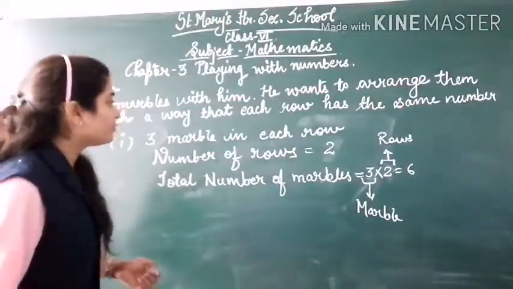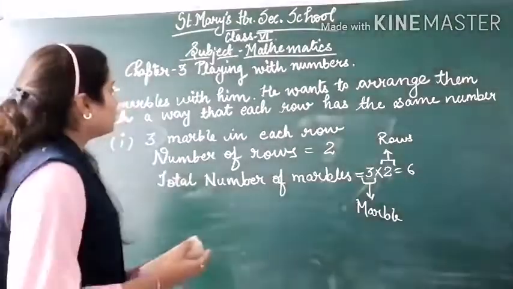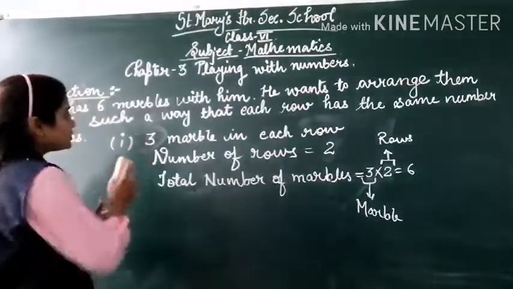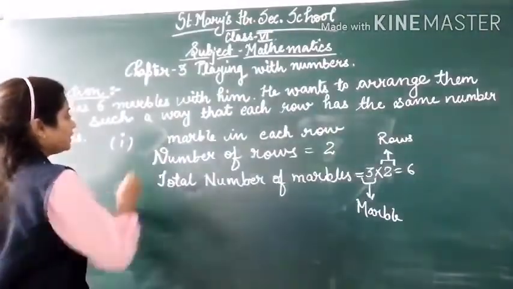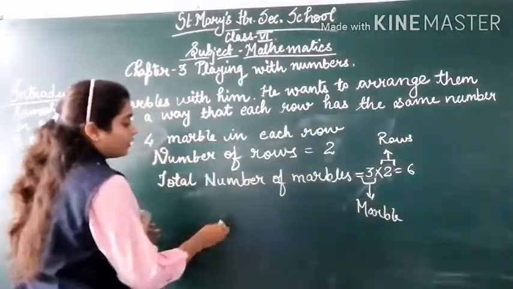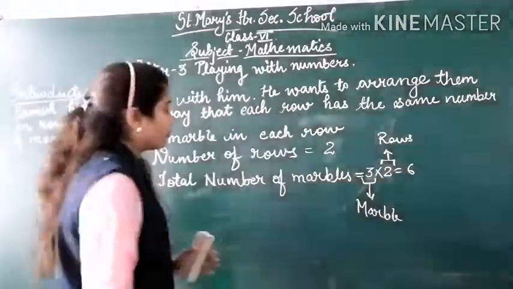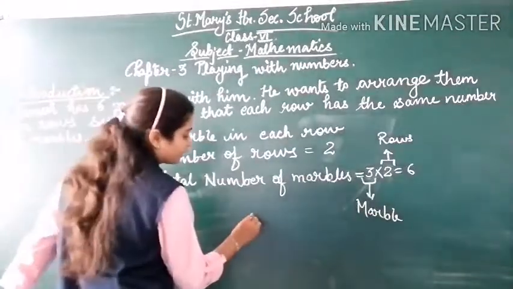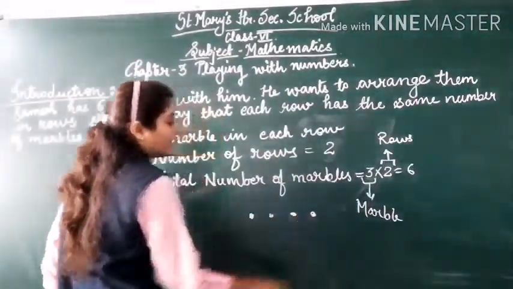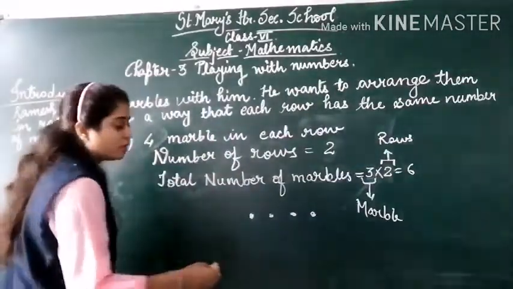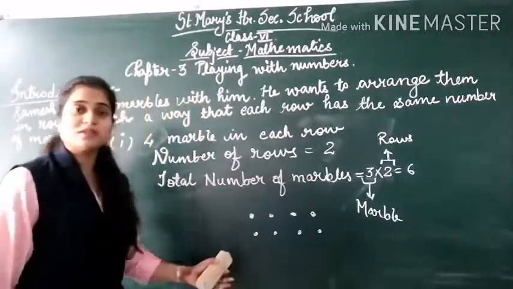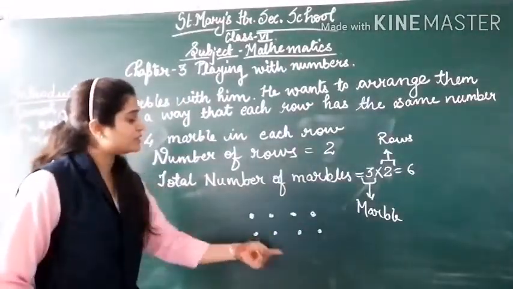Now let us see the fourth arrangement. In fourth arrangement, suppose he is taking 4 marbles in one row and 2 rows are there. So in one row he is taking 4 marbles, 1, 2, 3 and 4. And in second row also he has to take 4 marbles, 1, 2, 3, 4. Now how many total marbles are there? 1, 2, 3, 4, 5, 6, 7, 8.